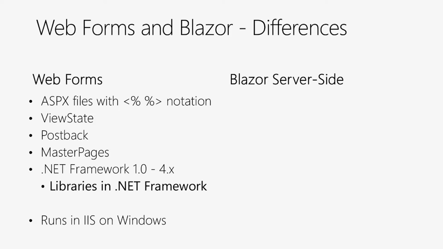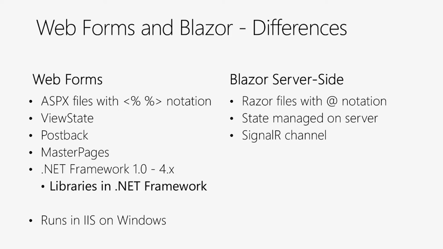I've got libraries that are written that target .NET Framework that I can use in web forms, and it runs on IIS on Windows. I've got one place to think about deploying. It's Windows. I'm running on Windows Server, and everything is good. It's a very fixed target that I'm going after.